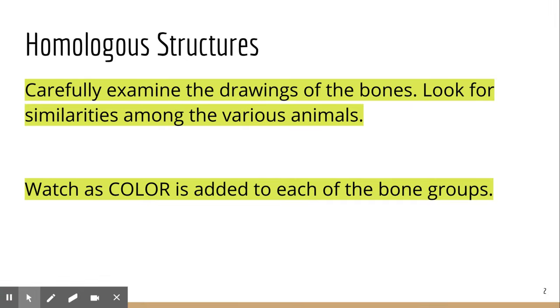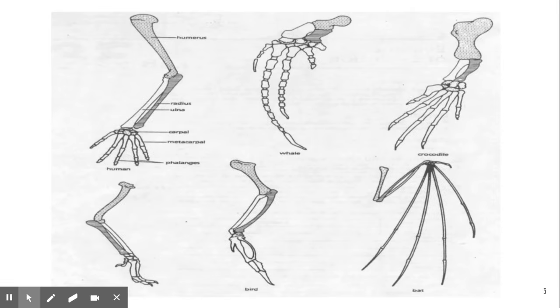First is homologous structures. Next, you're going to carefully examine the drawings of the bones. You're going to look for similarities among the various animals and watch as color is added to each of the bone groups to help you identify those similarities. All right, so we're going to look at a human, a whale, crocodile, cat, bird, and bat arm structures. All right, so watch as color is added to identify the different bone groups.